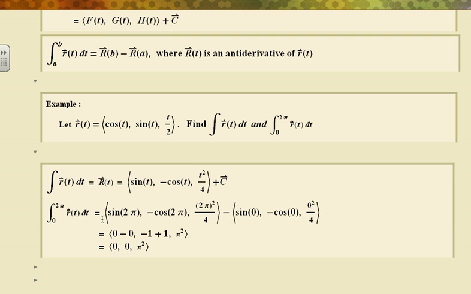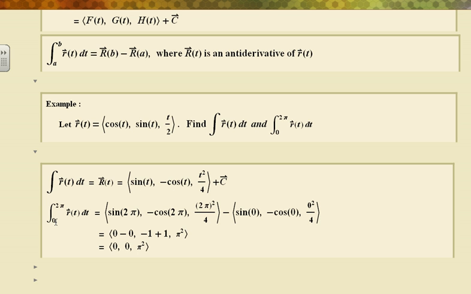The first one here is basically just integrating cosine, sine, and t over 2. So the integral of cosine, remember, is sine t. The integral of sine is negative cosine t. And the integral of t over 2 is just t squared over 4. So each of those components. And then I tack on that plus C vector at the end, because this could shift positions or whatnot.